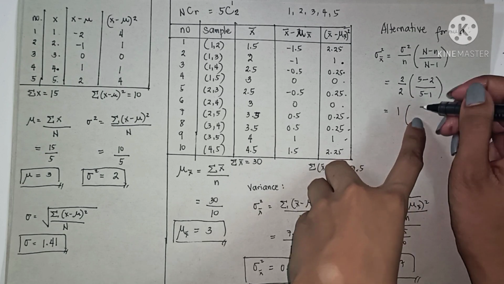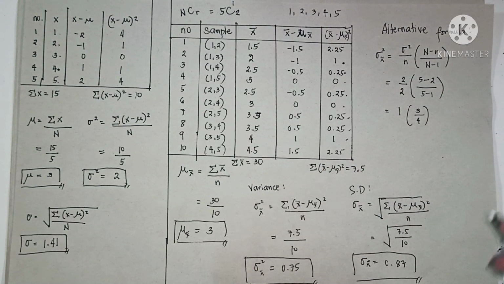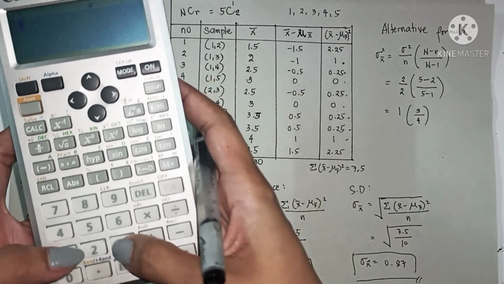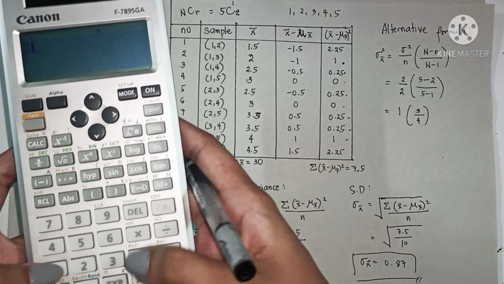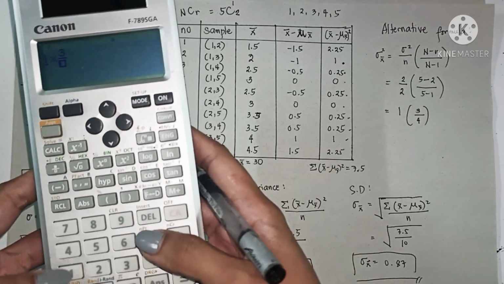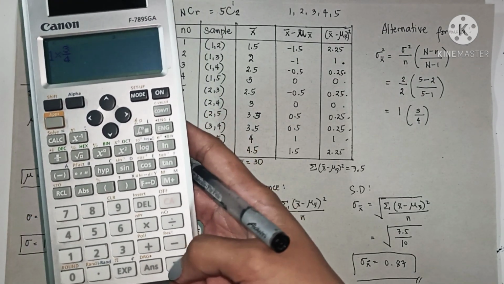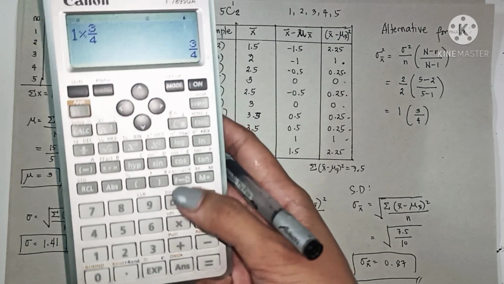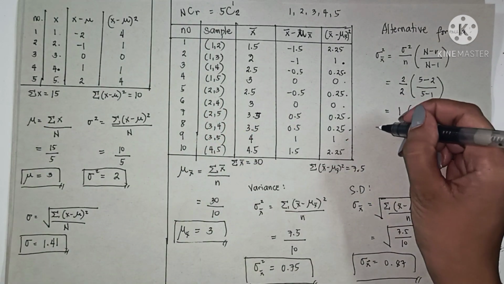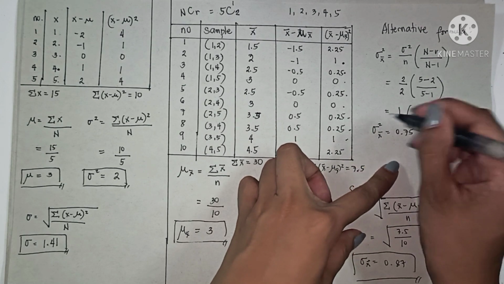Multiplied by 5 minus 2 is 3, over 4 minus 1 is 4. So 1 multiplied by 3 over 4 is 3 over 4. Baka mamaya ay nagdadalawang isip pa kayo sa sagot. So 1 multiplied by 3 over 4 is 3 over 4. Then convert, that is 0.75. Okay? Sigma squared sub x bar is equal to 0.75.